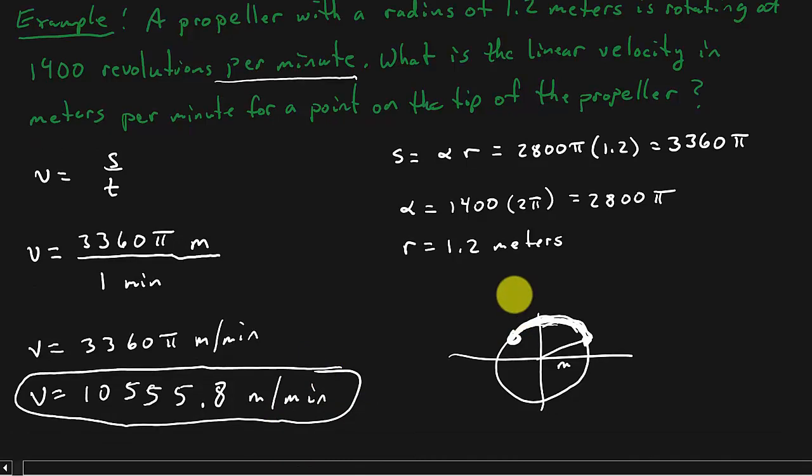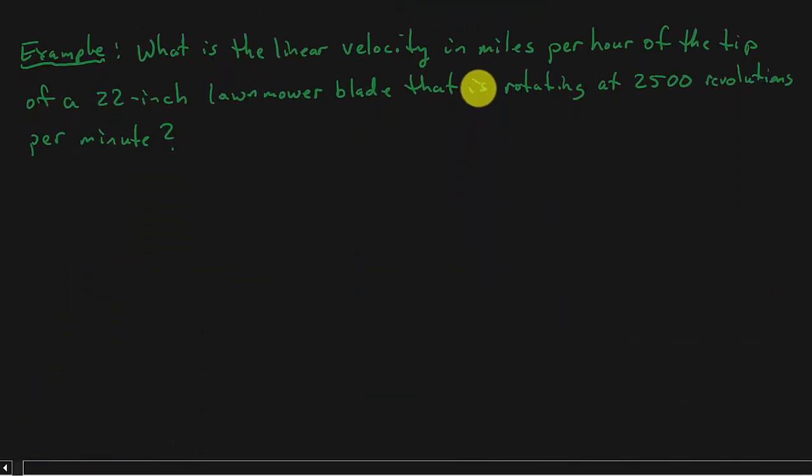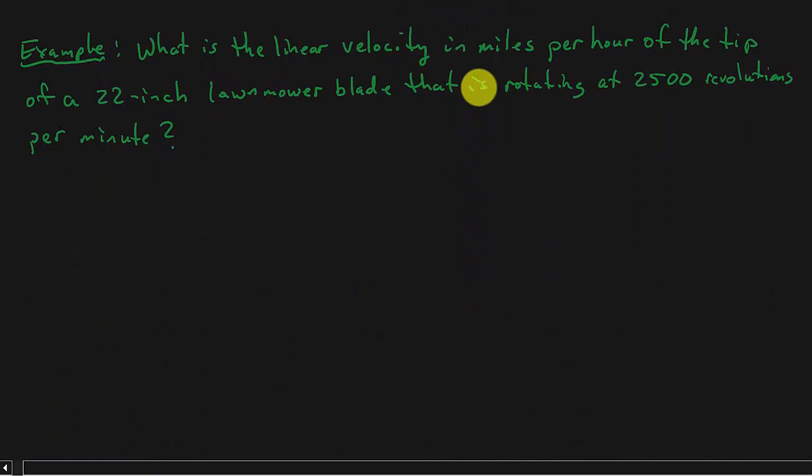Okay. All right, let's take a look at another one. What is the linear velocity in miles per hour of the tip of a 22-inch lawnmower blade that is rotating at 2,500 revolutions per minute? All right. So we're looking for the linear velocity. That's S over T. So let's get S. That's alpha times R.